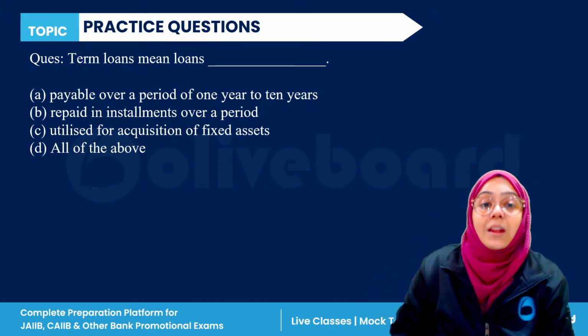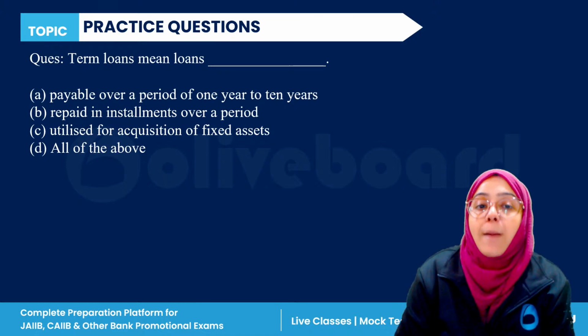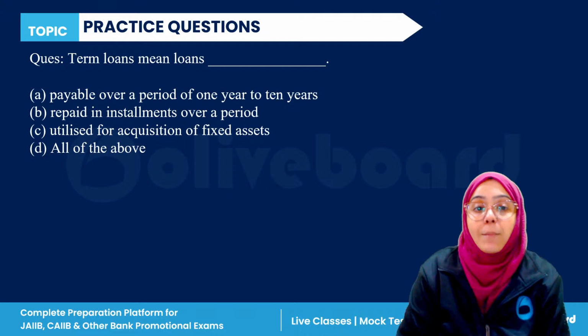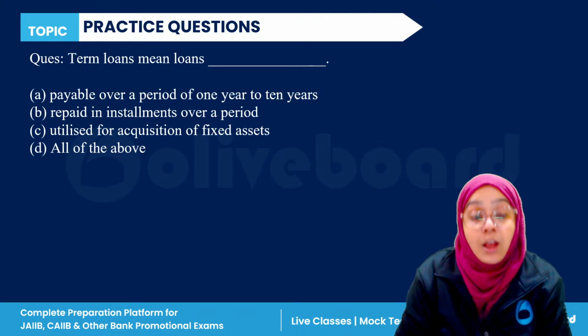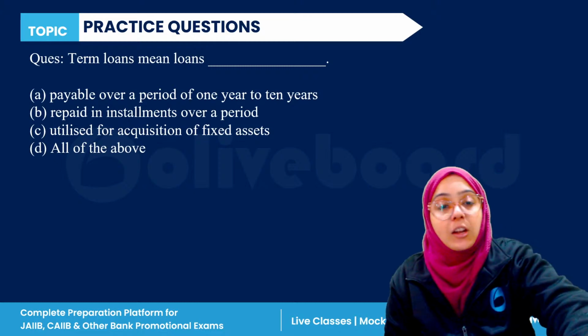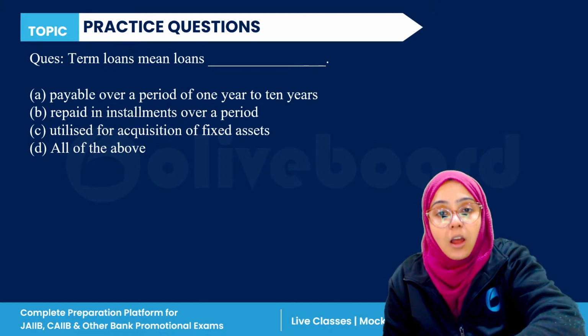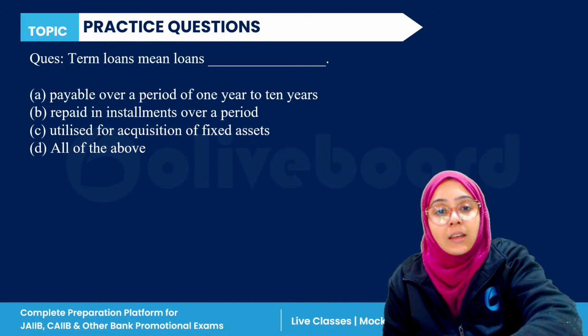Term loans means loans which are payable over a period of 1 year to 10 years, repayment in installments over a period, utilized for acquisition of fixed asset, or all of the above. Term loan means what? Everyone, please answer this question.